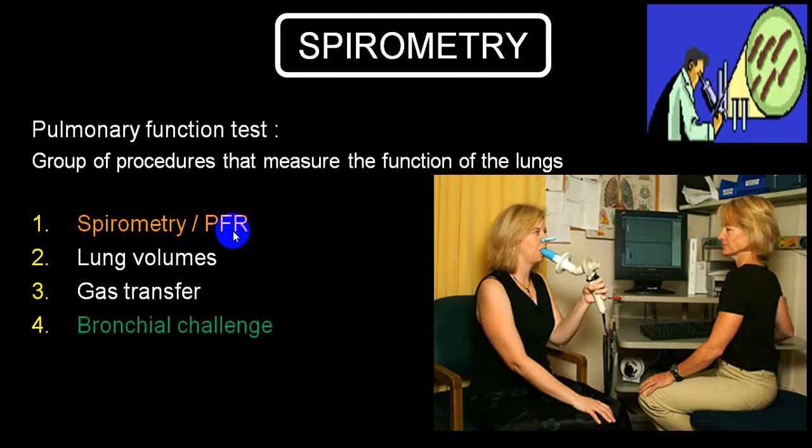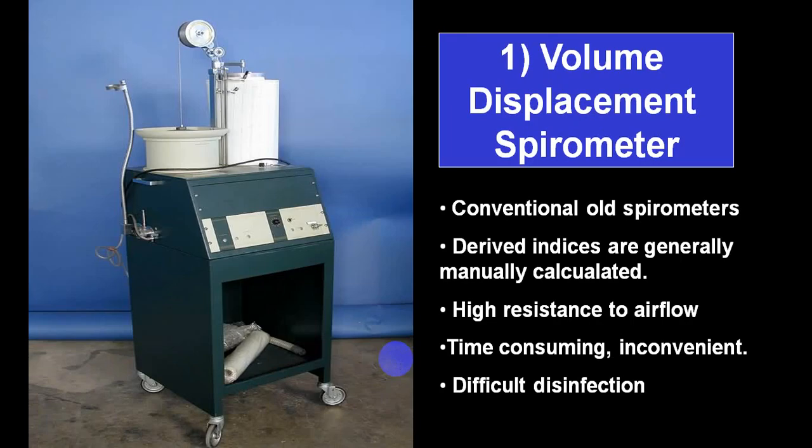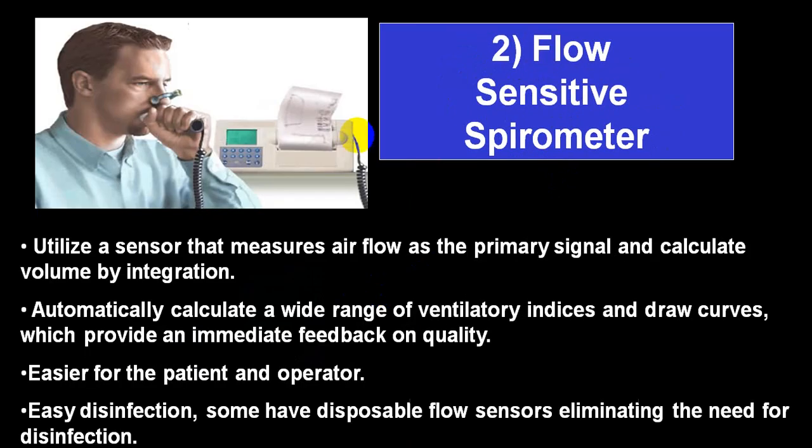So spirometry and peak flow rate are the main investigations which we will be talking about in detail. Yes, a little amount of bronchial challenge test and bronchodilator test will be dealt with. Gas transfer, that is DLCO, and lung volume studies we are not going to mention in detail. This is an instrument which will demonstrate volume displacement spirometry. The days of this investigation are gone. This is a flow sensitive spirometer, but this is replaced by more and more recent advanced instruments.